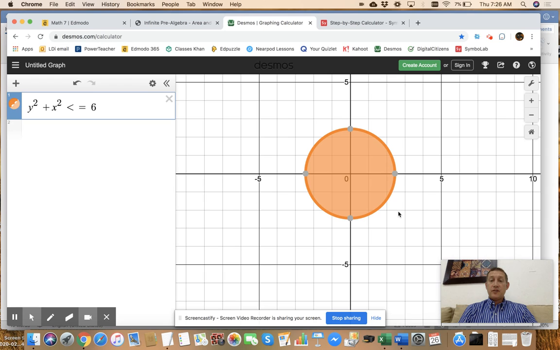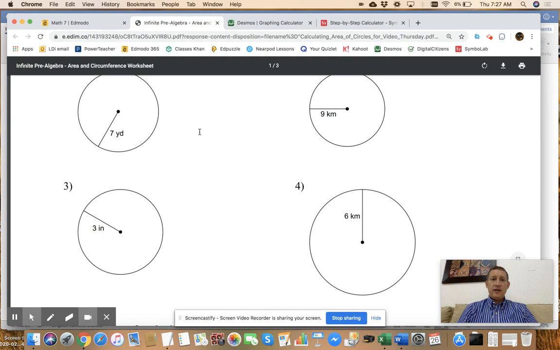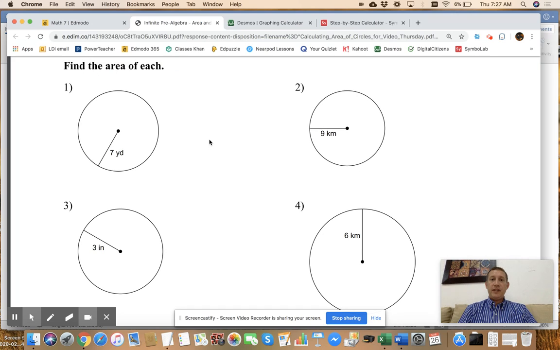Hopefully you've seen circles before, and I hope that you've seen the circle area formula before. But if not, it's okay, because we're going to go through everything right now in this lesson. All right, so today you're going to be given equations kind of like this. You're going to be given a circle with a radius.